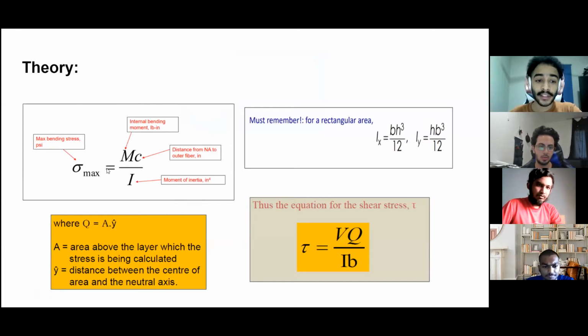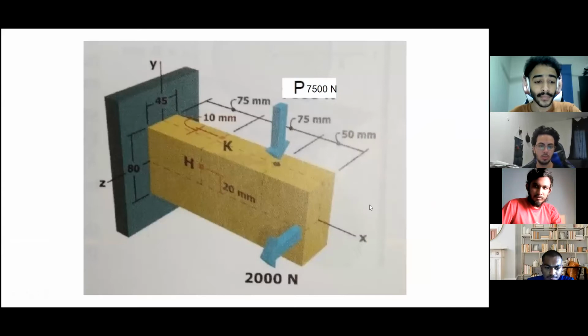To get the bending stress, we use this formula, which is the flexure formula. And to get the shear stress, we use the shear stress formula. And here is the very important unit, which is the moment of inertia. We use it in both formulas, for the bending stress and the shear stress. And here is the first moment of area.